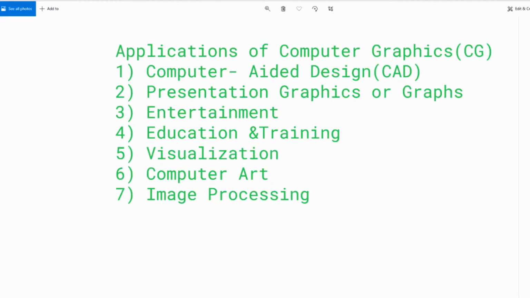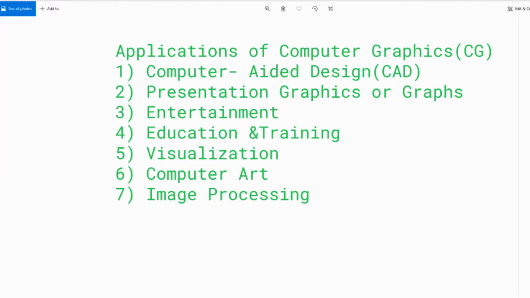Hope my screen is visible, right? Is the screen visible? Please reply in the chat box, anyone? What are the softwares used in the applications we have discussed? Is the screen visible? Yes, done.